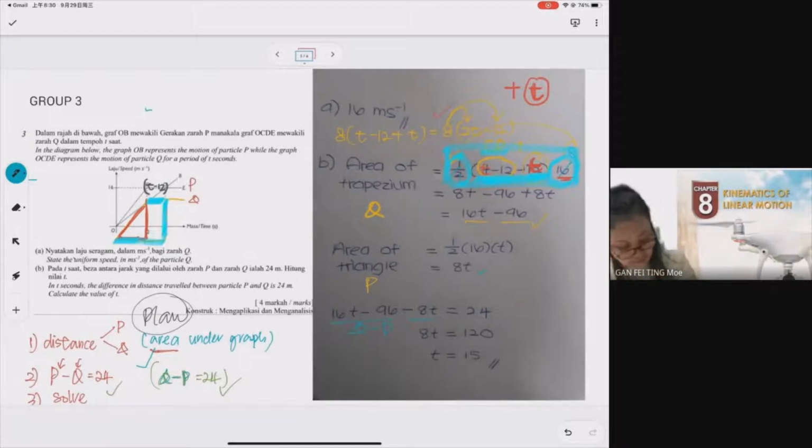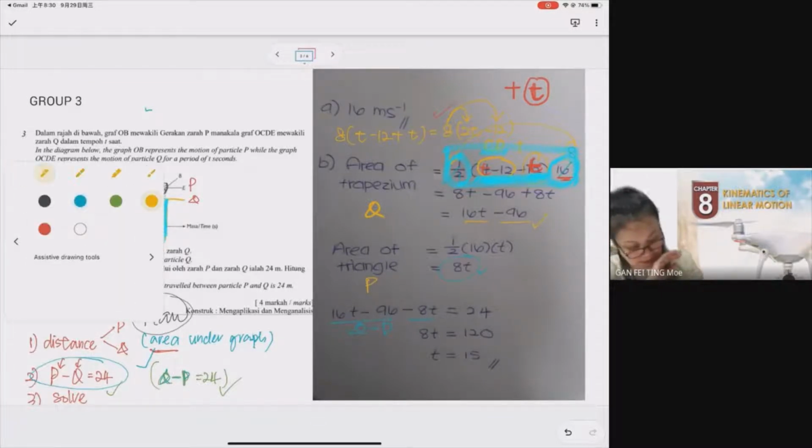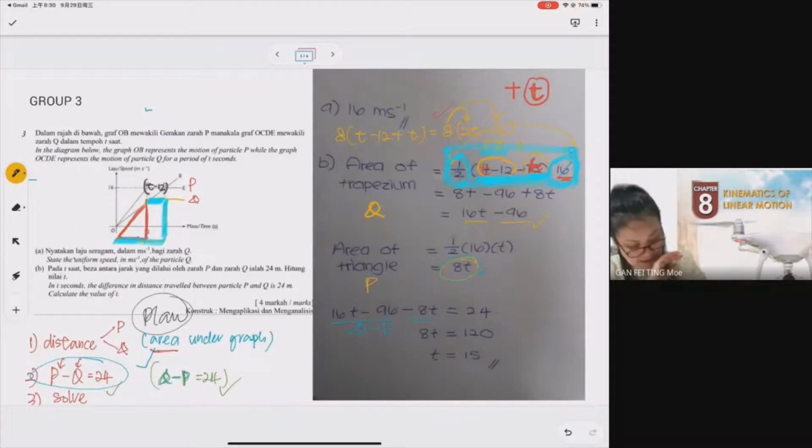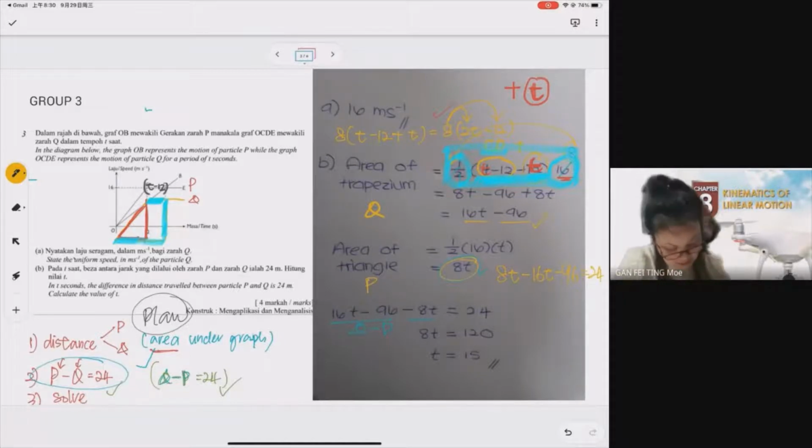Okay, very good, your working. But just now, you were telling me P minus Q. What happens if I use P minus Q? P is this. I use gold color. P is this. So that means 8T, I minus my 16T, I minus my 96, I get 24. Can you please work this one out? This one, P minus Q, should be in the bracket. So I'll get 8T minus 16T and then plus 96 equals 24.